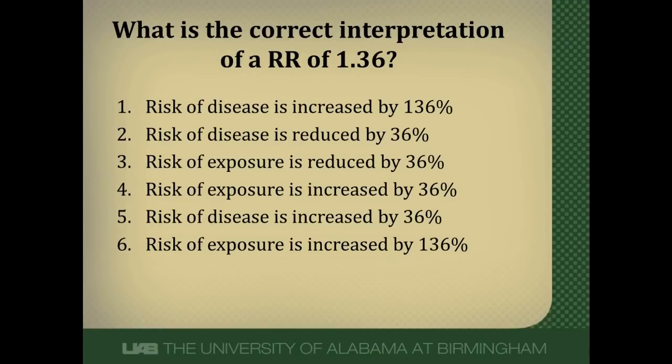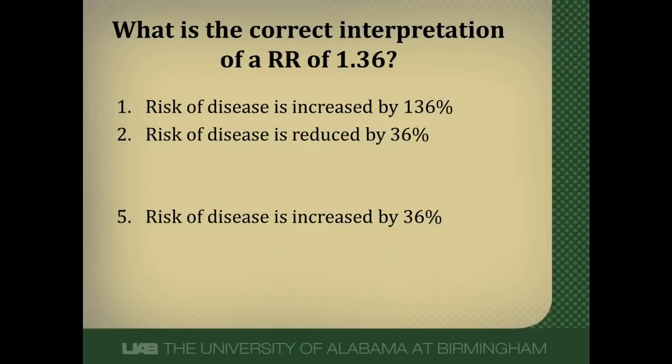What did you choose? Well, a relative risk goes along with a cohort study, and cohort studies look at risk of disease. So anything here that has exposure in it can be thrown out immediately. Next, the relative risk is 1.36, which is greater than 1, so that means risk is increased. So I have one answer that says risk was reduced, so I can get rid of it completely. So now I'm down to 2 answers.